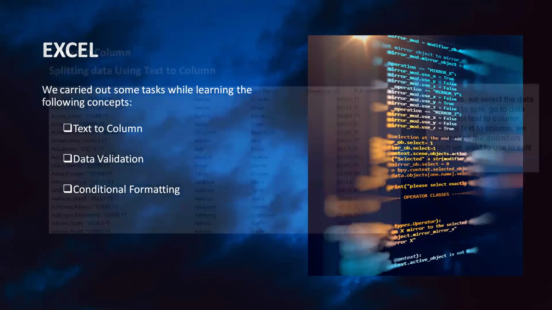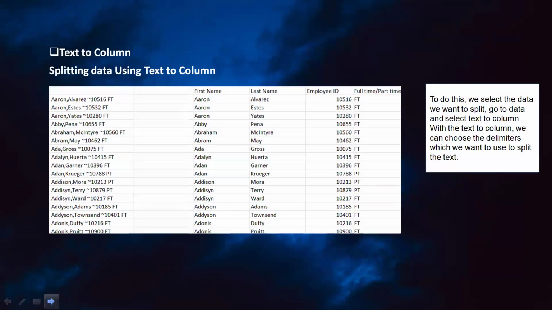Next slide, please. So in text to column, we learned how to split data. As you can see, as highlighted, the data on the left-hand side has been split using text to column, and we have the first name, last name, employee ID, and full-time or part-time.